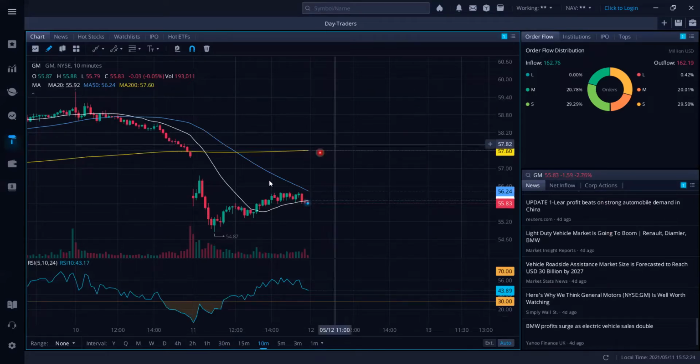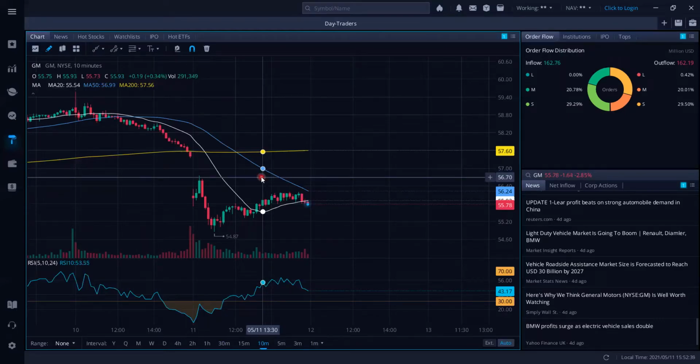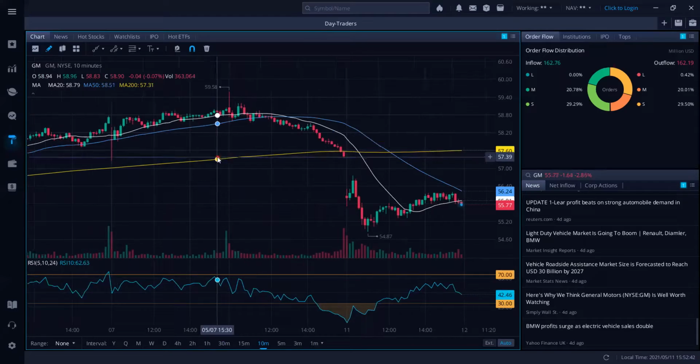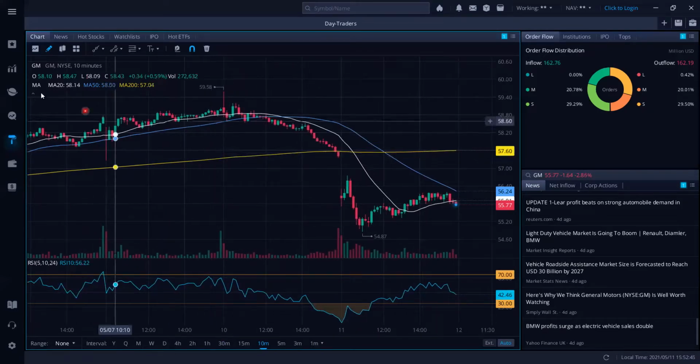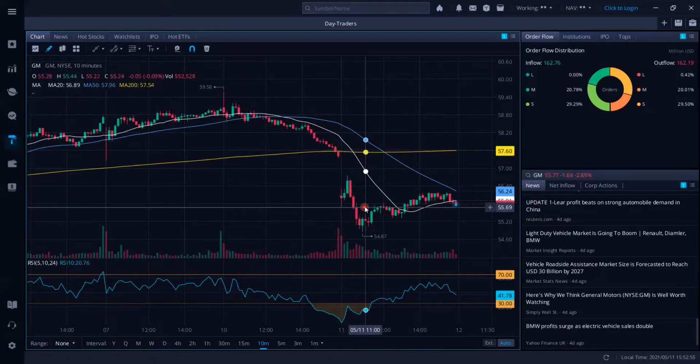So as far as moving averages goes, the key thing to know is that these are the average prices that the stock has been trading at over certain periods of time. In this particular case, I use a 20-day moving average, a 50-day moving average, and a 200-day moving average.